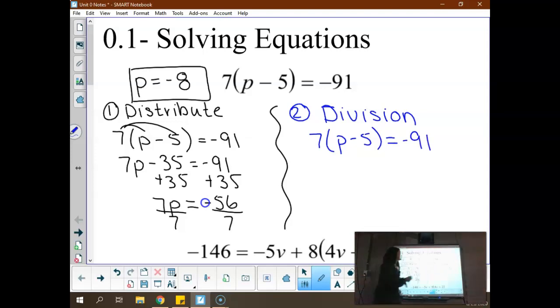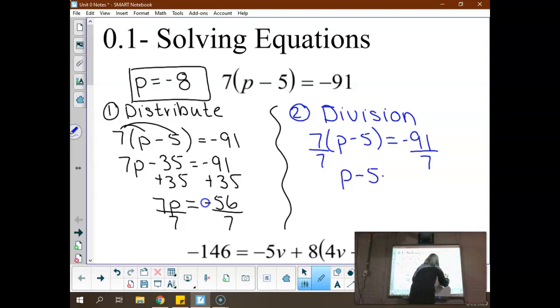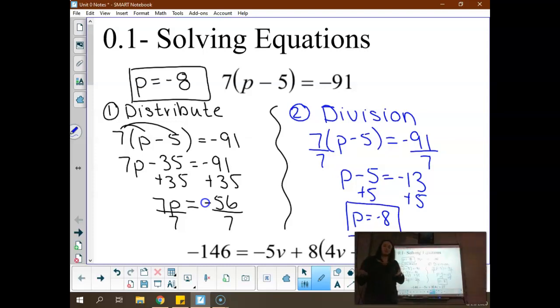Now, the luxury is I could just divide both sides by 7. And Lord knows I don't know what that is off the top of my head. And I get p minus 5 equals negative 13. See how the numbers are a lot smaller right off the bat? I can add 5 to both sides and get p equals negative 8. Still the correct answer. It's just a difference in how you want to solve it. If you're in my class, I personally don't care which way you go, because in theory, you should get the same answer, unless you fat finger something in your calculator and then bad things happen.